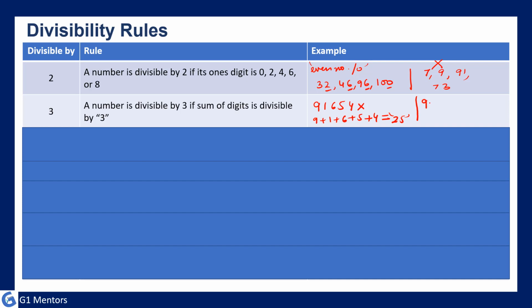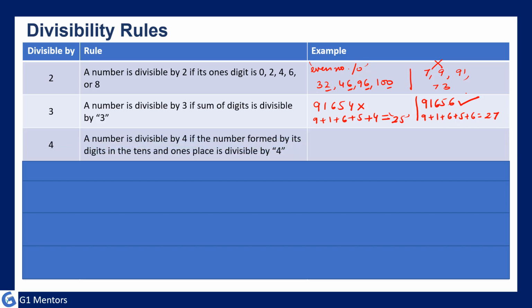Now let's take the example of 91656. The sum of digits is 9 plus 1 plus 6 plus 5 plus 6, which is equal to 10, 16, 21, 27. So since 27 is divisible by 3, 91656 is divisible by 3.